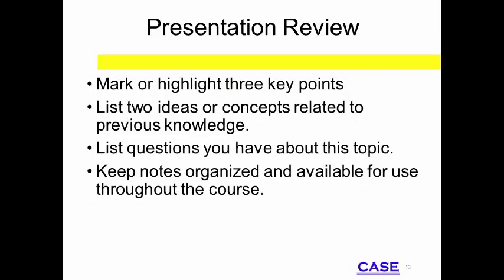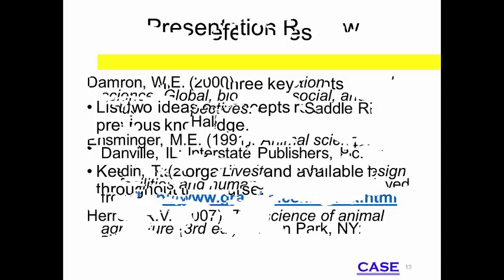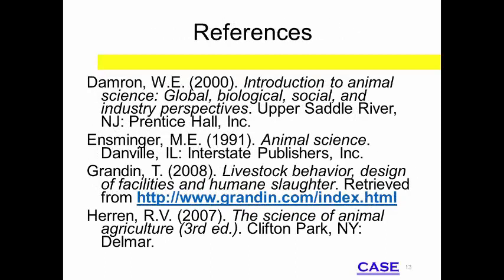As a review, mark or highlight 3 key points in your notes that are important to remember from this presentation. List 2 ideas or concepts that relate to previous knowledge. List any questions you have about this topic. Discuss these questions with your instructor. Keep any notes you have from this presentation organized and available for use throughout the course.